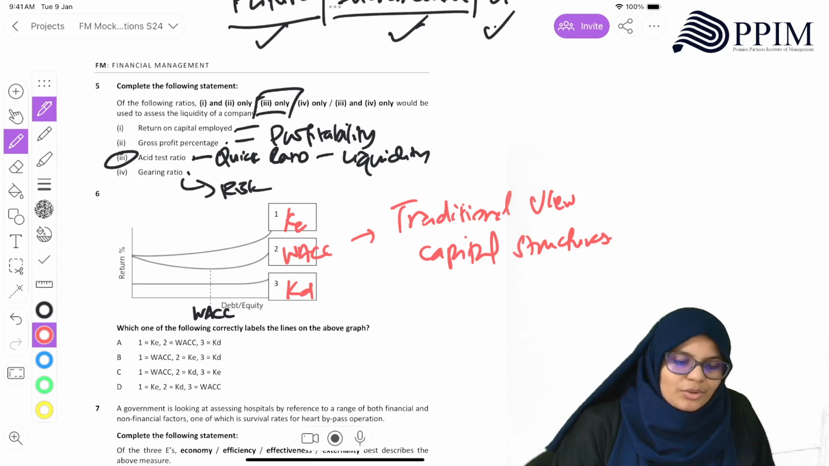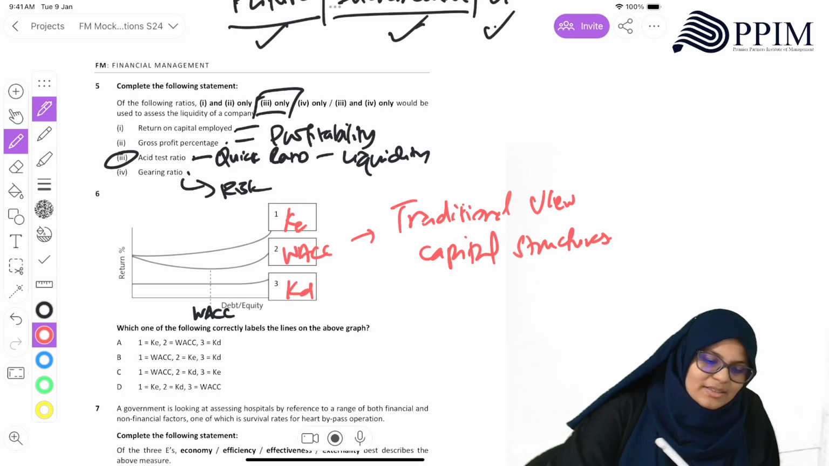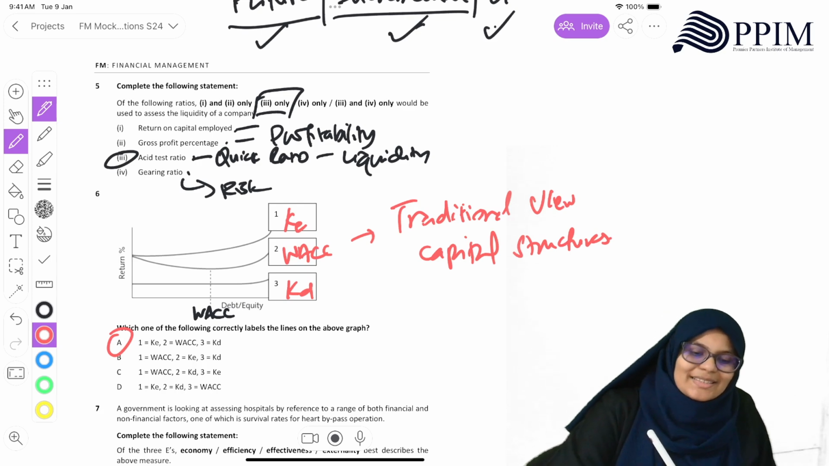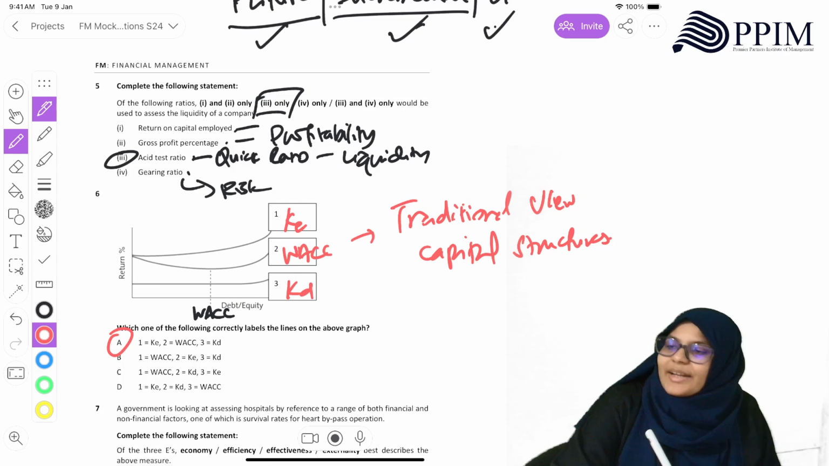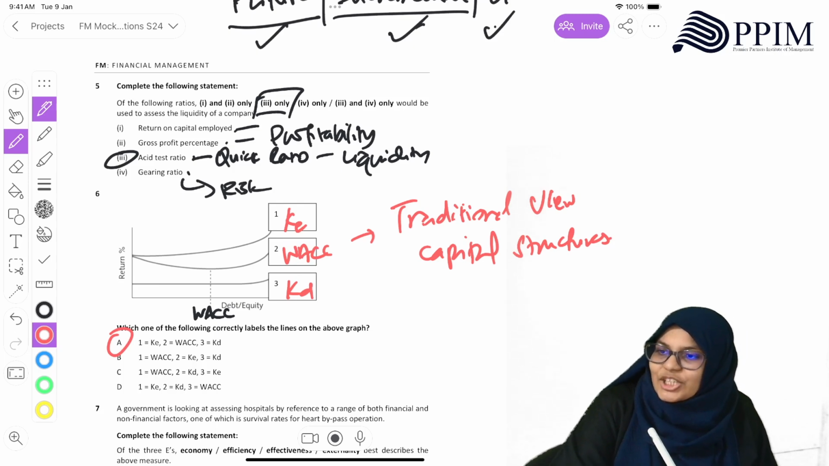Okay, so which of the following correctly labels the lines on the above graph? 1 has to be KE, 2 has to be WACC, 3 has to be KD. So the answer there is clearly A. Okay, so what did this theory say? It said that the more debt you take, the WACC will keep on falling because debt is cheaper than equity.